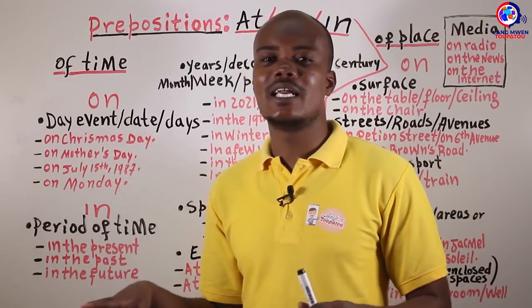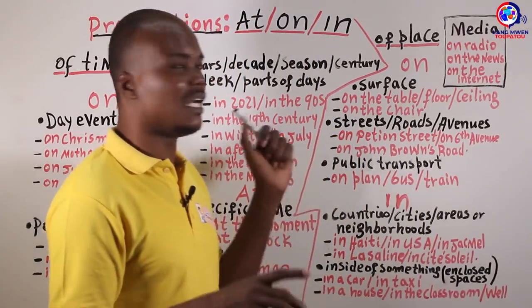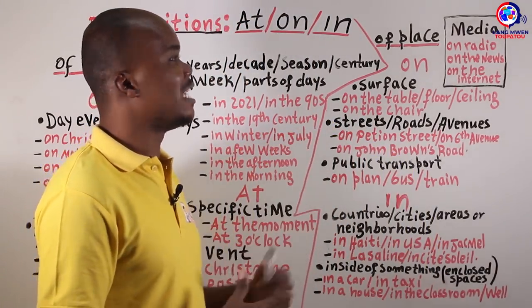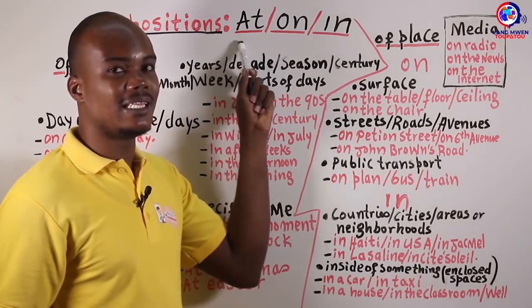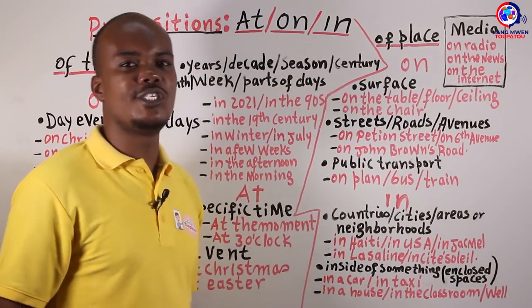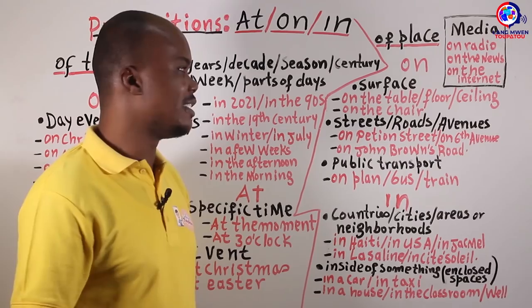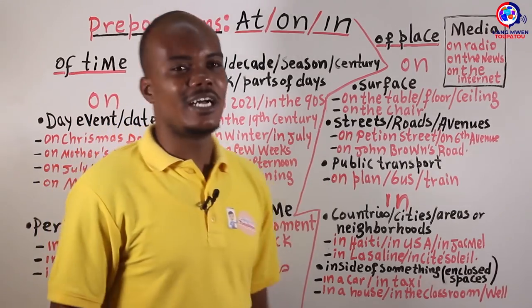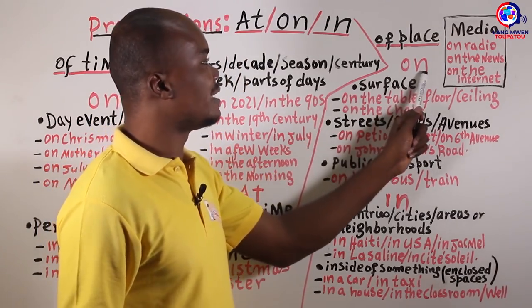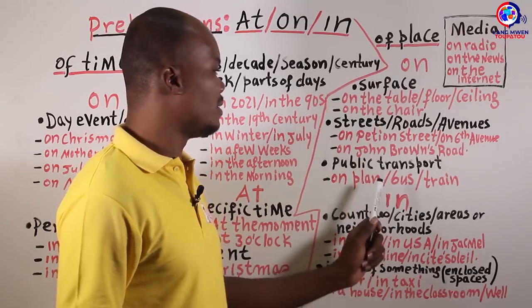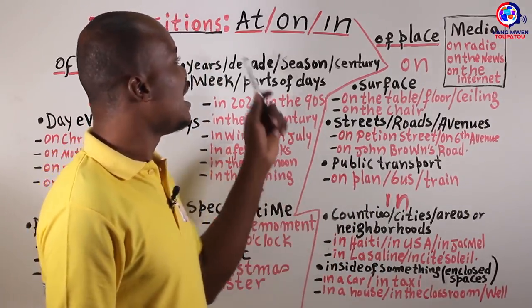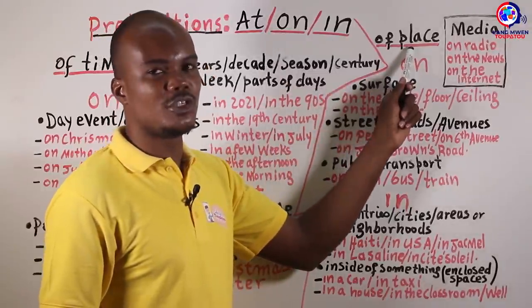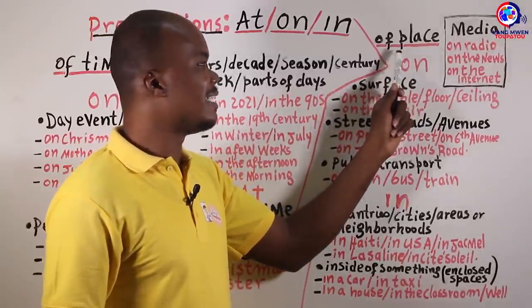And now, we're gonna go to prepositions at, on, and in as preposition of place. On va utiliser les prépositions at, on, and in comme prépositions de lieu. You're gonna see that. So, let's get started. Preposition on, preposition in, after you're going to see preposition at, don't worry. As preposition of place, comme préposition de lieu, it's another thing.